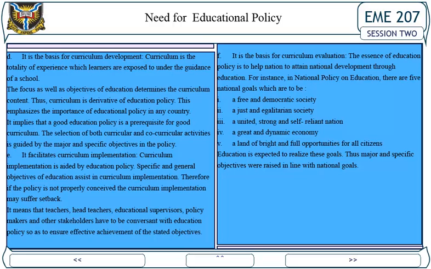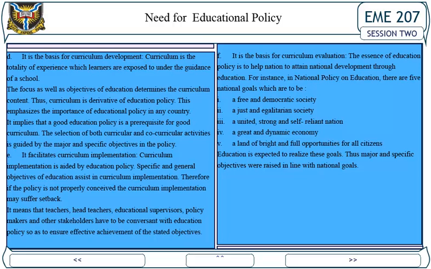Curriculum implementation is aided by education policy. Specific and general objectives of education assist in curriculum implementation. Therefore, if the policy is not properly conceived, the curriculum implementation may suffer setback. It means that teachers, head teachers, educational supervisors, policymakers, and other stakeholders have to be conversant with education policy so as to ensure effective achievement of the stated objectives. F. It is the basis for curriculum evaluation.